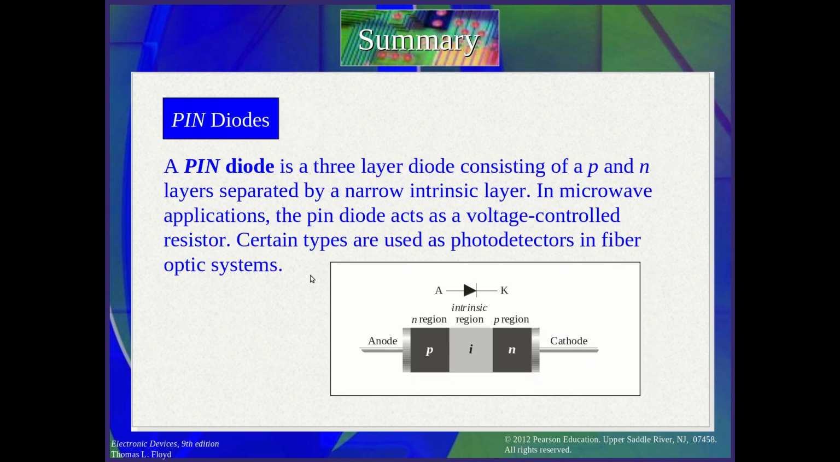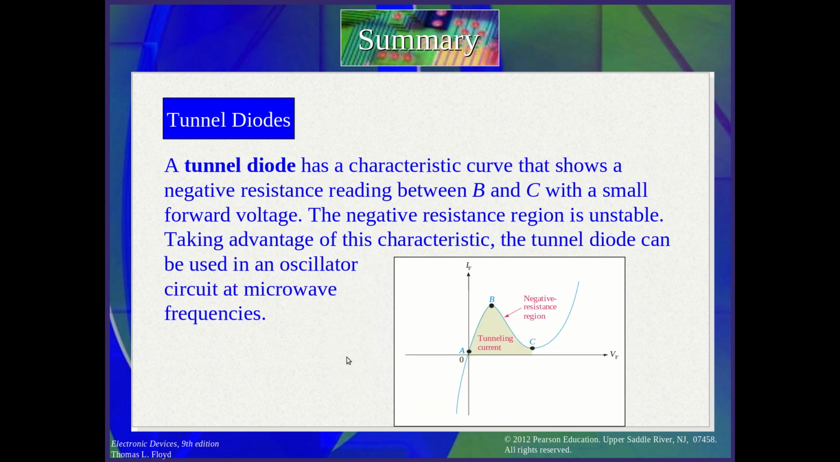Another one is the PIN diode, with an intrinsic region between the P and N regions. In microwave applications it acts as a voltage controlled resistor, so a resistance that is controlled by the voltage. Certain types are used as photodetectors in fiber optics. So there are many types of special purpose diodes, according to their characteristic curves.